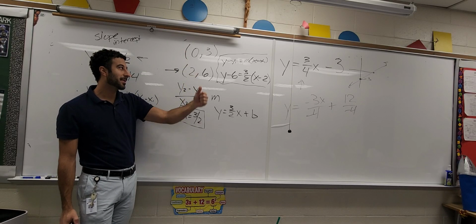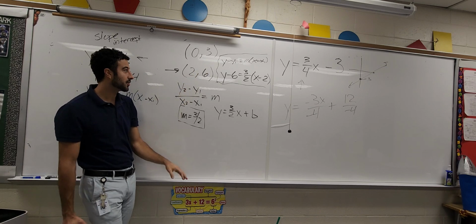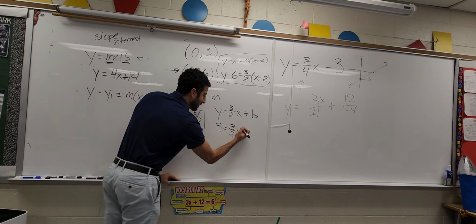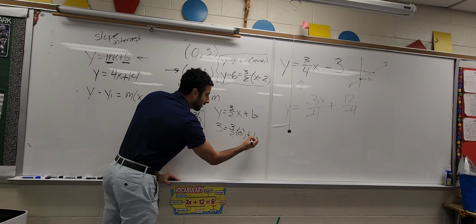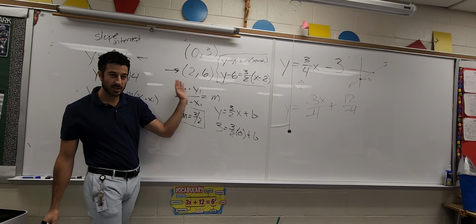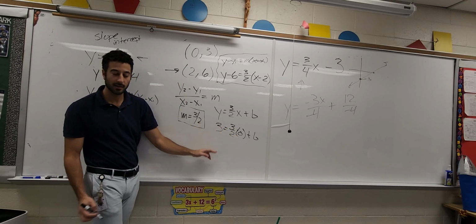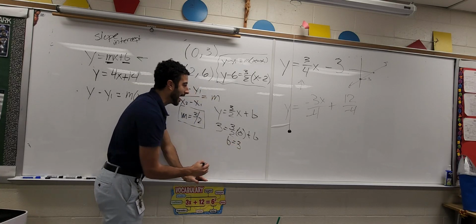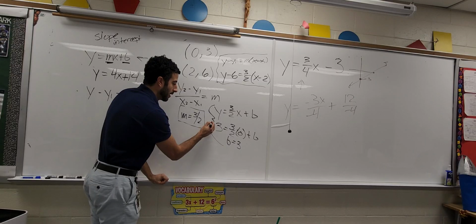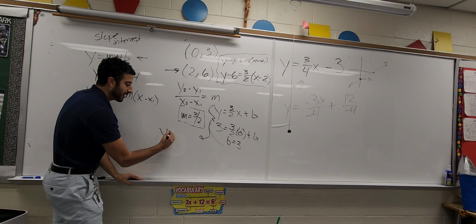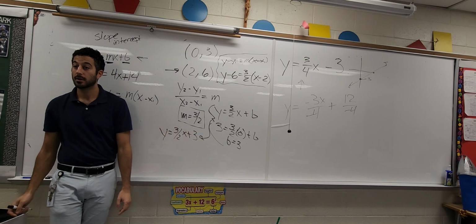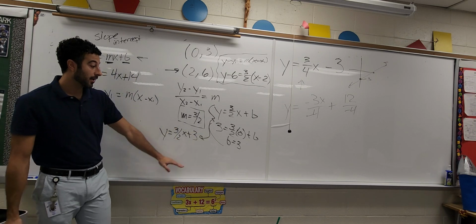It might be easier if I pick the point with a 0 in it because it's just an easier plug-in. So 3 equals 3 over 2, well, x is 0 here, plus b, okay? So the 3 over 2 times 0, what does that become? 0. So my b is actually equal to 3. And now I could rewrite this equation fully. I take all this information and bring it down here into y equals 3 over 2x plus 3, my b value.